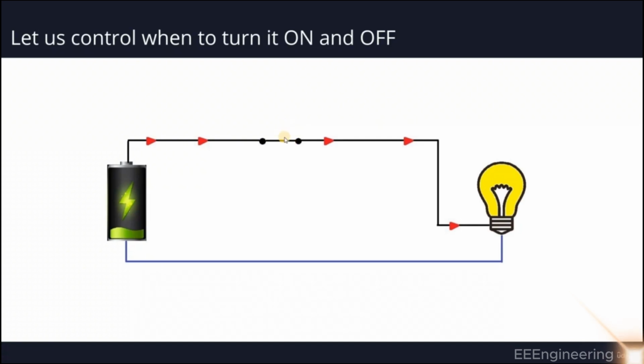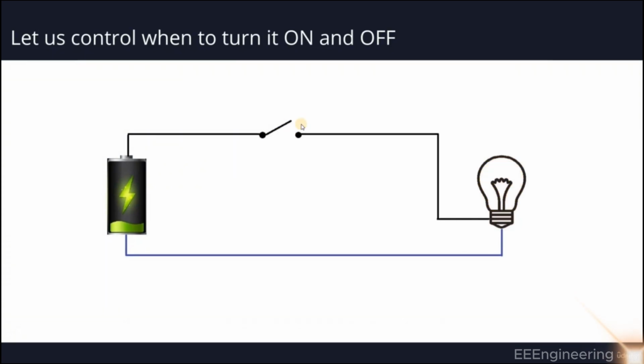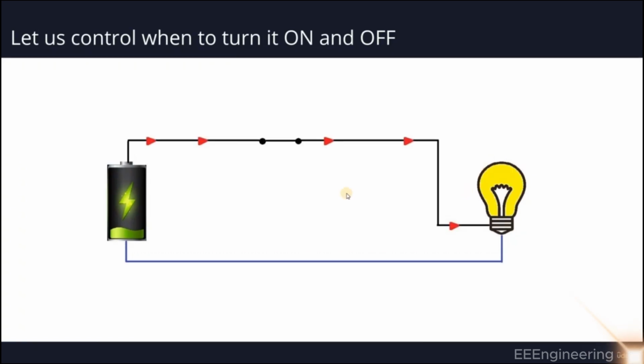So if my bit is set to 0, like in this case, my lamp is going to be set to 0, meaning it's turned off. And now if my switch is closed, so it is set to 1, then my lamp is going to be set to 1 as well.